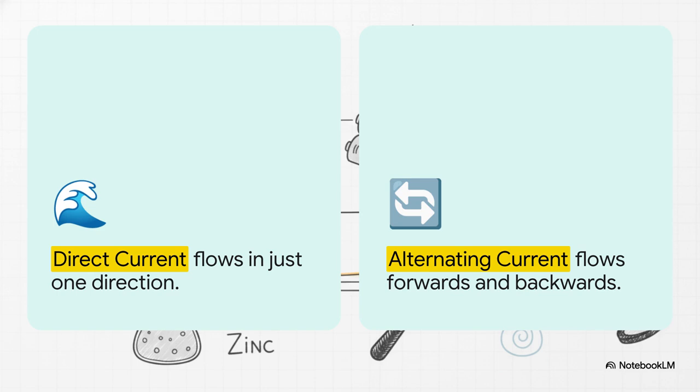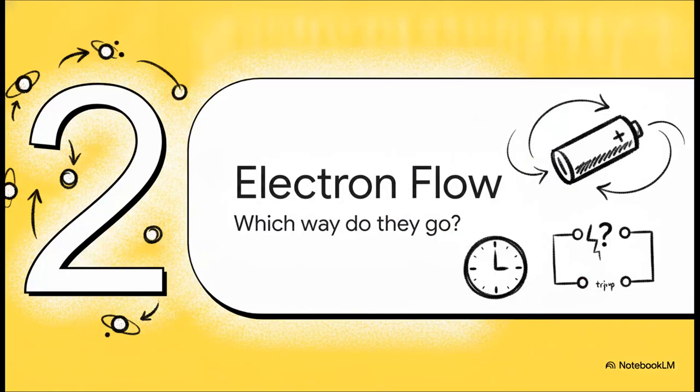On the flip side, the power outlets in your home provide AC, or alternating current. In an AC system, the electrons continuously flow forwards and then backwards. They behave much more like the shifting ocean tide coming in and going out. But for our battery circuits today, we are strictly dealing with that steady, river-like direct current. Moving on to Section 2.